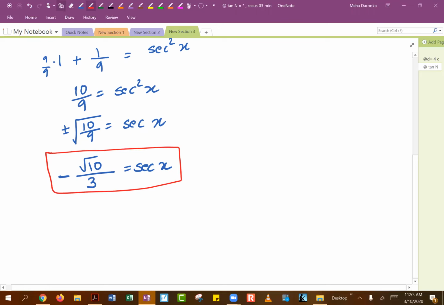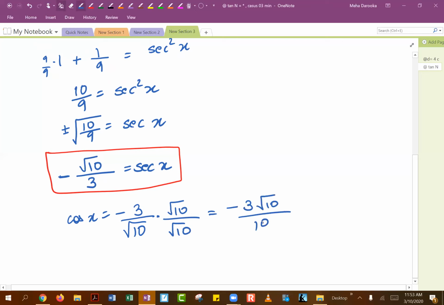So based on secant, what can we find next? Yeah, cosine. So what do you think cosine of x is going to be? Negative 3 over square root of 10. Very good, because it's the reciprocal, but we cannot leave that square root of 10 on the bottom. So rationalize your denominator, which means multiply both the numerator and denominator by square root of 10. And what does that clean up into? Very good. So it will become, again, keep your negative sign, right? So -3 square root of 10 divided by 10. Alrighty, nice job.